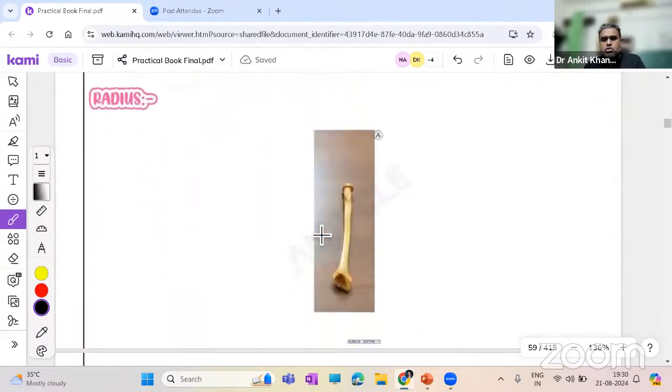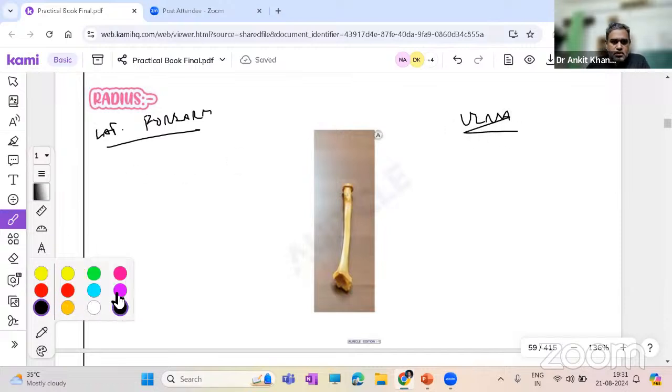Then we come to the bone that is the radius. Radius is the lateral bone of the forearm. It is the lateral bone of the forearm. In the forearm, we have two bones. One is the radius, and on the medial aspect, we have the bone that is the ulna. So we have two bones, radius and ulna. The radius is not as huge as the humerus, obviously.